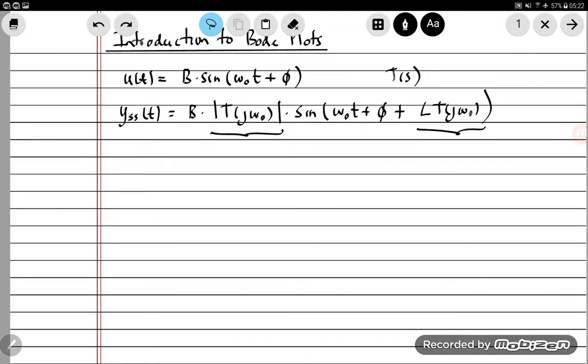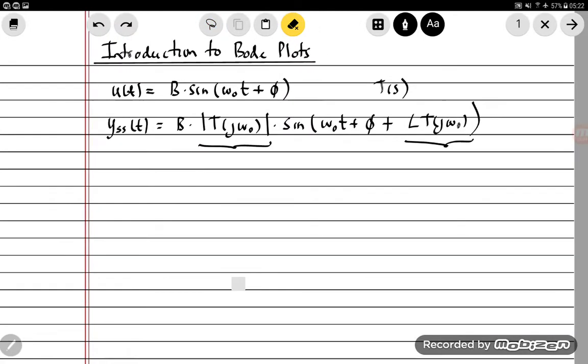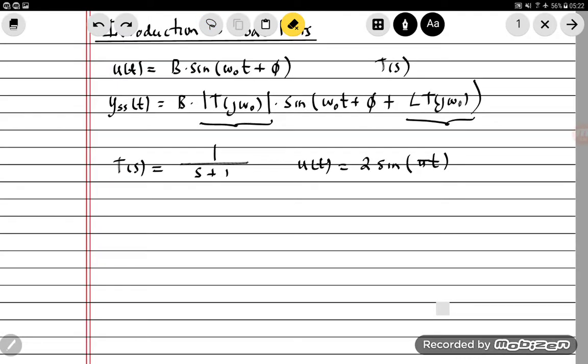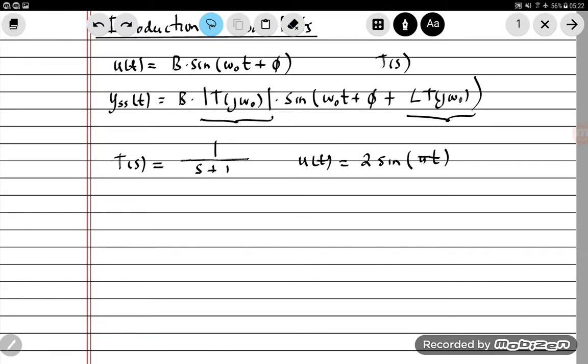We also did an example where I used tutorial 7's test question to illustrate this, and the tutorial 7's test question gave a transfer function that looked like this. It was 1 over s plus 1 with an input to the system given as 2 sine of pi t. So the operating frequency was pi. And of course I asked you to determine the output.